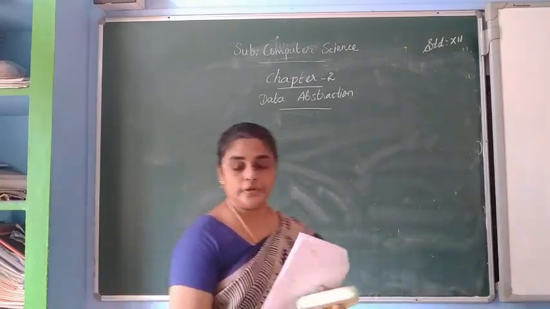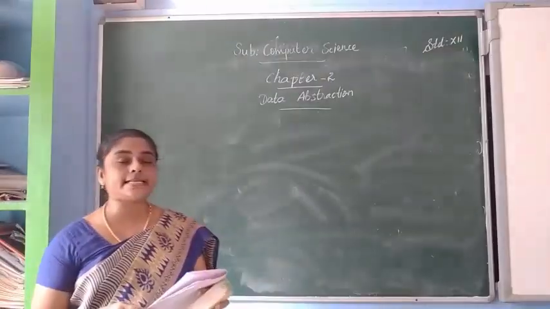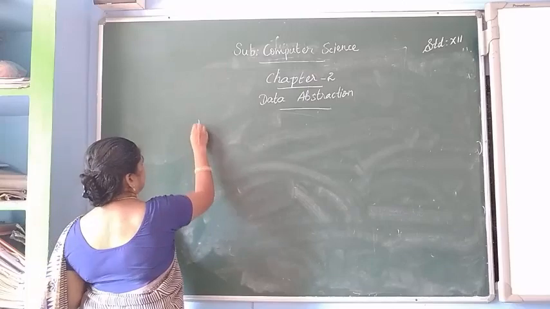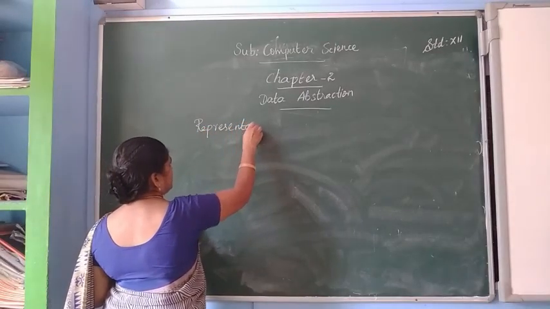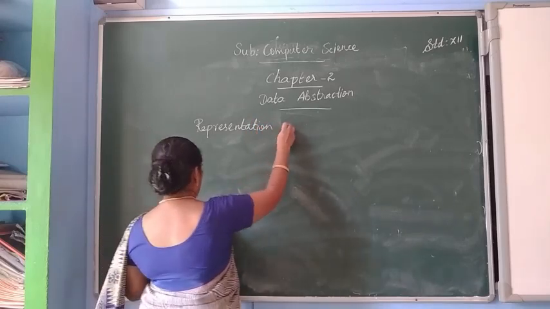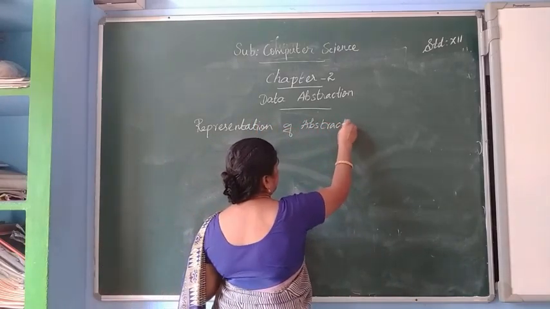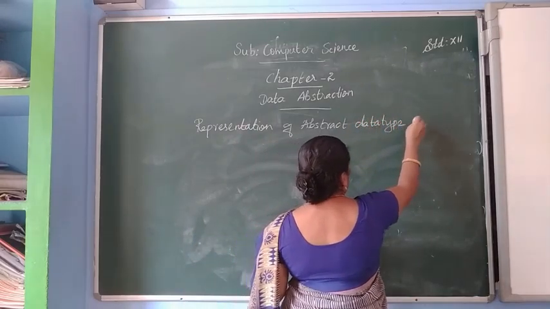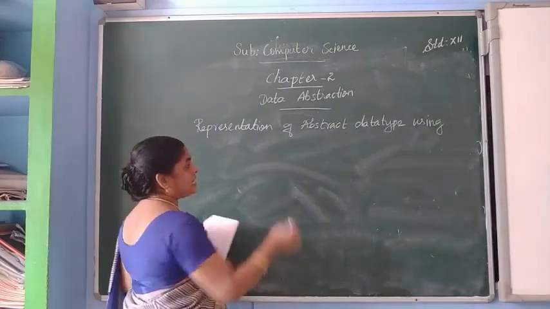Next we are going to study the representation of abstract data type using rational numbers.